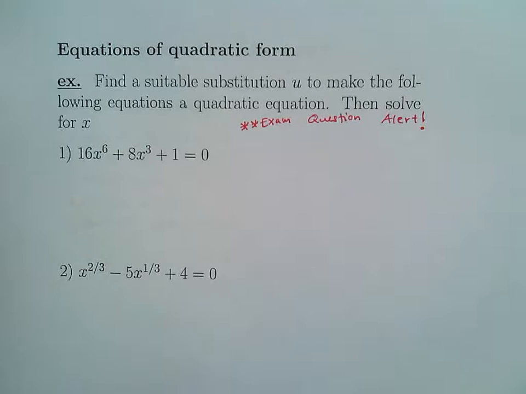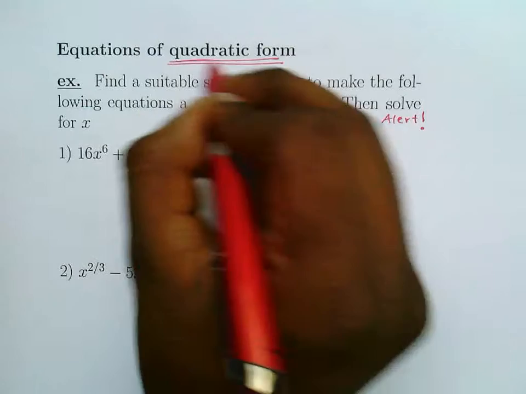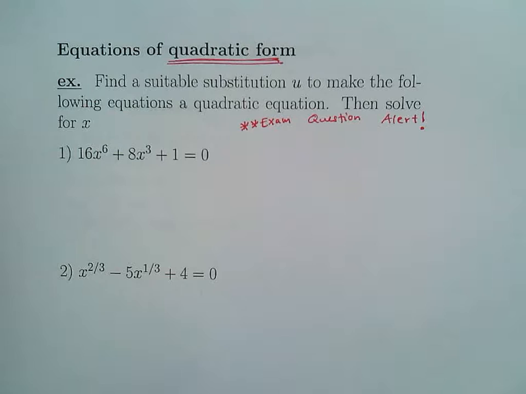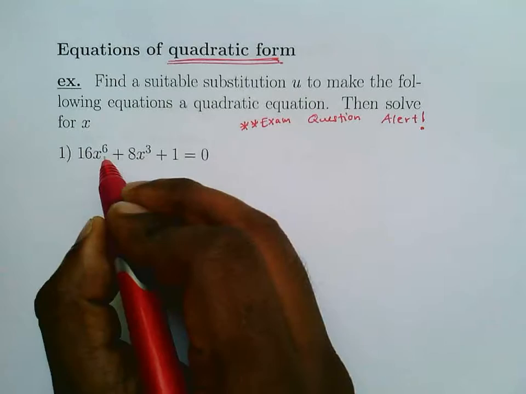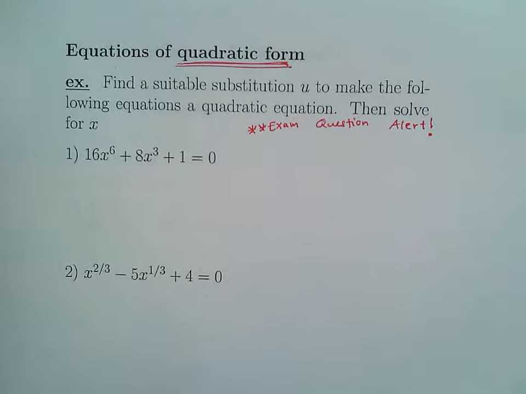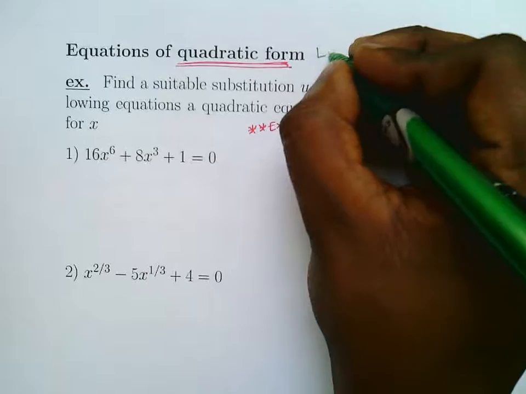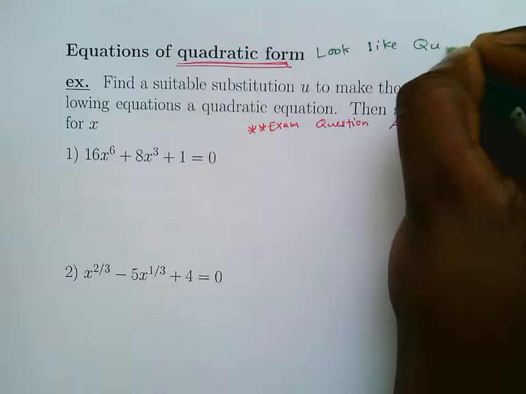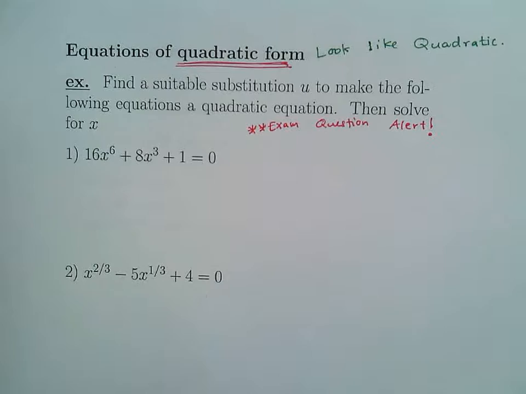Okay, now these are called equations of quadratic form. That means it looks like a quadratic equation, but not quite. A quadratic equation is a polynomial with degree 2. Now this one has degree 6, so it's not a quadratic equation. But if you do a correct substitution, you will end up with a quadratic equation. And by solving that quadratic equation, you can solve this 6th degree equation. So it looks like a quadratic, that's what quadratic form means.